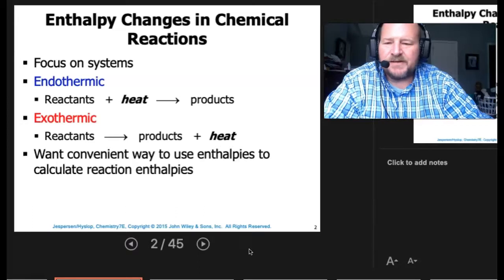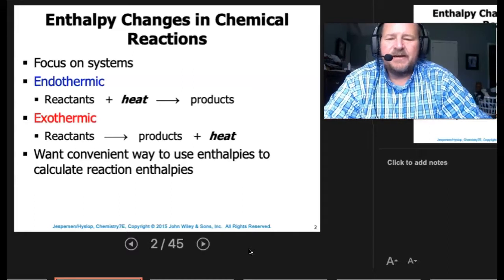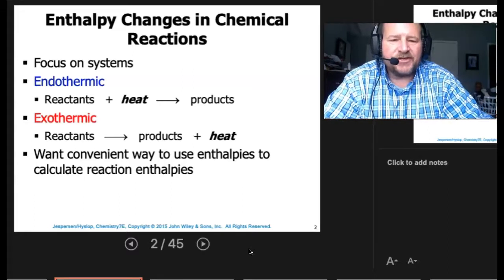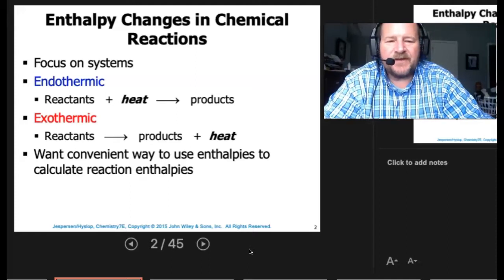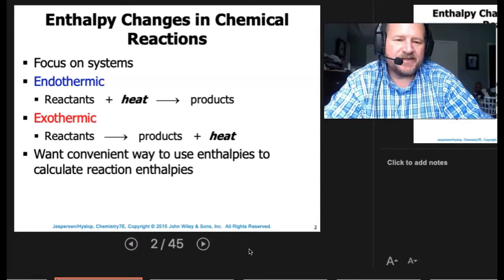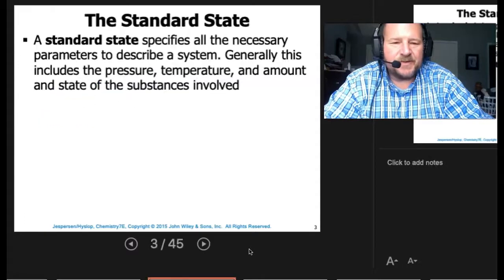All right. So we want a convenient way to use enthalpies to calculate reaction enthalpies. So what we want is a way to just tabulate the different energies for a given reaction. Whenever we have a given reaction, if we set up those reactions in standards, then we know that that heat will always be a constant. And so whenever we look at a reaction, we can say the enthalpy for that reaction is X under these conditions. So we simply just need a way to tabulate those enthalpies, and the way we're going to do that is with what's called the standard state.